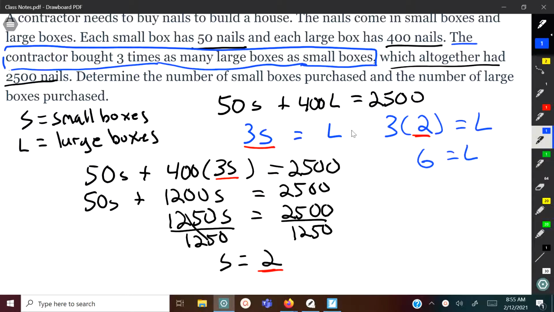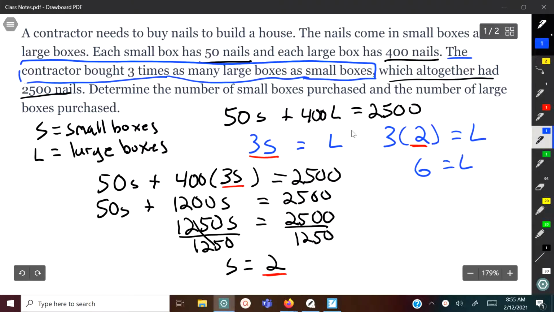So that's one example of using systems of equations to solve word problems. All right, let's take a look at another example.